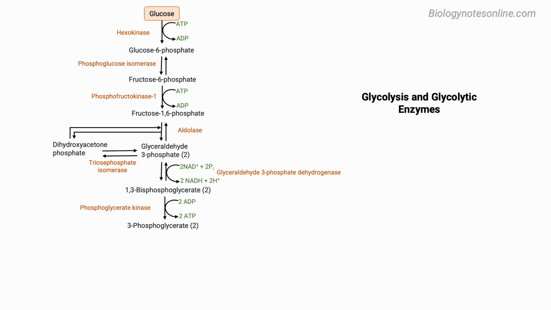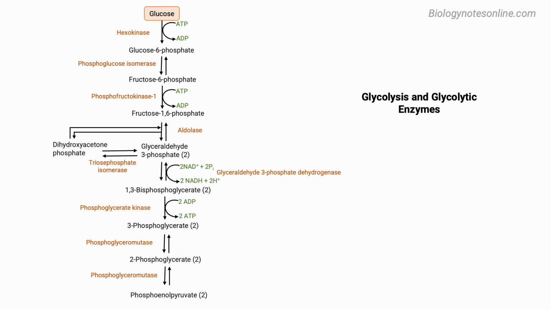3-phosphoglycerate is then converted to 2-phosphoglycerate by the enzyme phosphoglycerate mutase. This reaction involves the shifting of the phosphate group from the 3rd carbon to the 2nd carbon. 2-phosphoglycerate is then dehydrated to form phosphoenol pyruvate by the enzyme enolase. This reaction involves the removal of a water molecule.